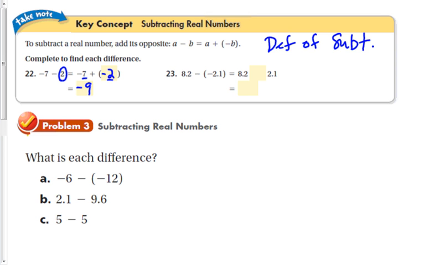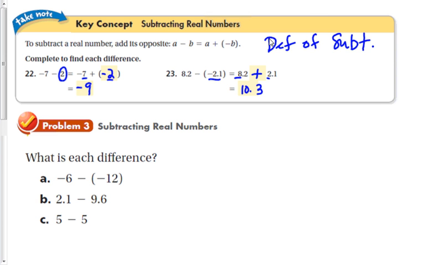On the second one here, we're going to add the opposite. So we're going to change this to plus. And the opposite of negative 2.1 is positive 2.1. So we can just add those two up. 8 and 2 is 10, and 0.2 and 0.1 is 0.3. All right, so let's go ahead and apply that.